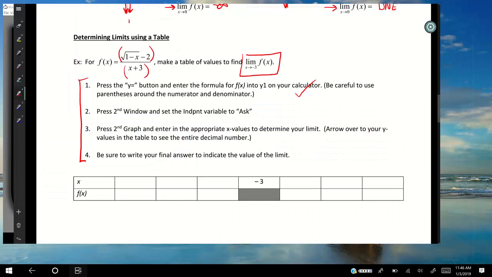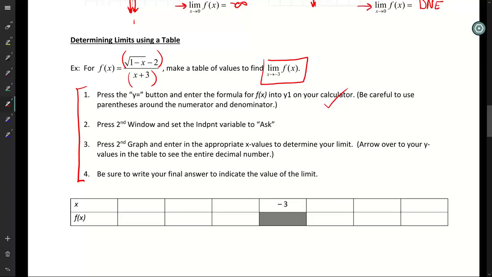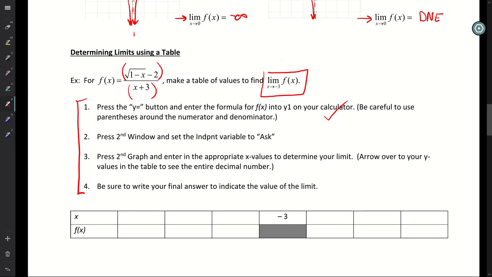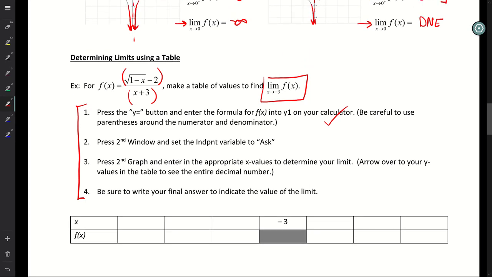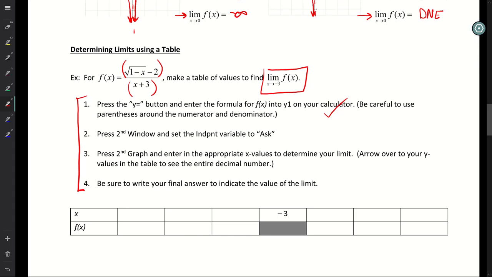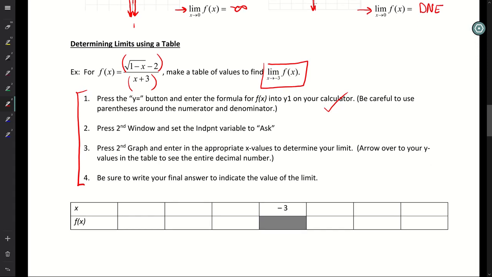All right, going back to the notes. It says press second graph and then enter appropriate x values to determine your limit. So on here, what I'm actually going to do first is determine those x values. I have a table down here below. Notice that we're wanting to do a limit as x approaches -3. So I've put -3 in, and then also I've blocked out -3. You don't ever want to actually plug in that value. Remember that a limit is based on what you get close to as your x approaches that x value, but you don't care what the function value is at that particular value.